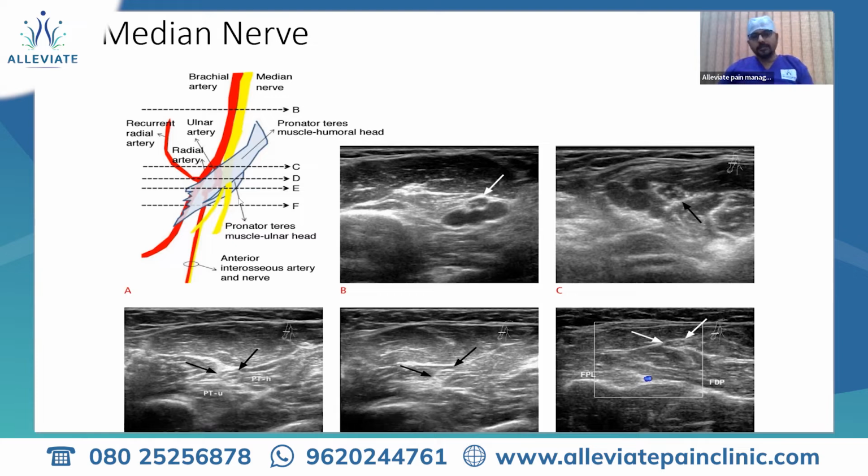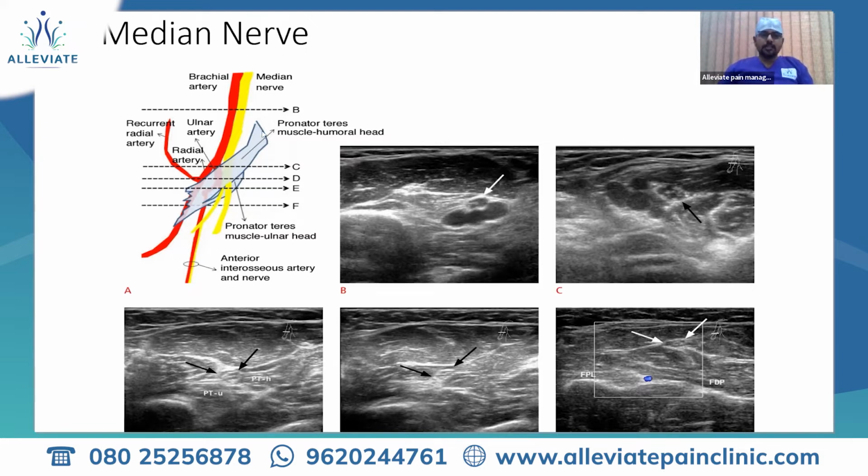The main muscle you're interested in here will be the pronator teres muscle, because the nerve passes through the two heads of the pronator teres muscle, that is the humeral head and the ulnar head. Until then, you can see in cross section B, corresponding to this particular ultrasound view, it is in the anterior aspect of the elbow, accompanied by the brachial artery and the brachial vein. Okay, the nice multi-fascicular nature of the median nerve is seen.